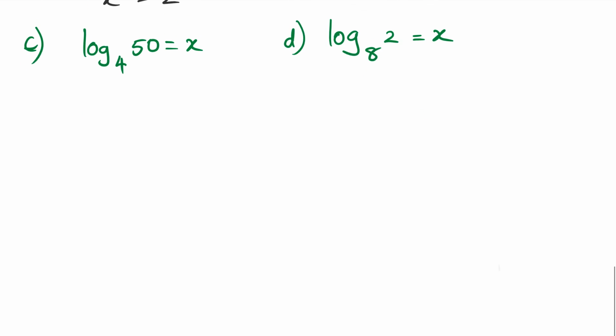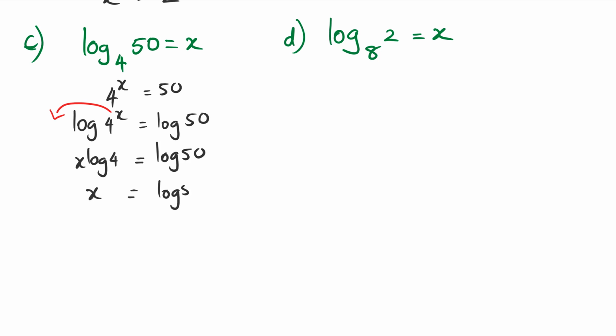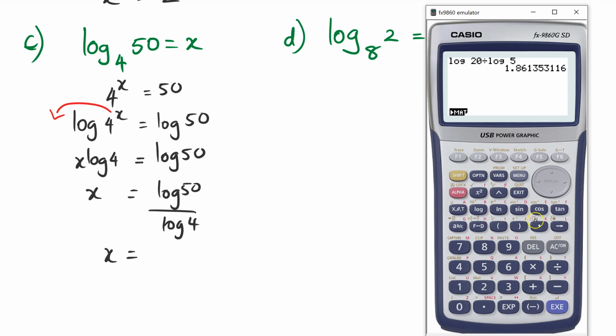Okay, so question C here. I'm going to rewrite this as 4 to the power of x is equal to 50. Take logs of both sides. I've got log 4x equals log 50. Bring the x to the front, which means I've got x log 4 equals log 50. And so x is equal to log 50 divided by log 4. So log 50, we got 2.82.